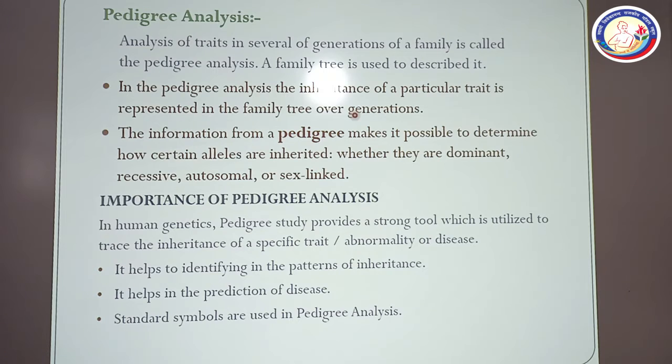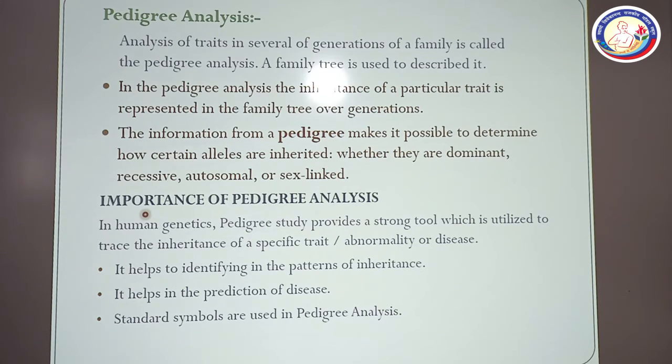We will use 2 or 3 or 4 or 5 generations here. The information from the pedigree makes it possible to determine how certain alleles are inherited. It explains the inheritance of certain alleles in the family, whether they are dominant, recessive, autosomal or sex linked. It will also show whether an allele is dominant or recessive, or whether it is located on an autosomal chromosome or a sex-linked chromosome. So, importance of pedigree analysis.